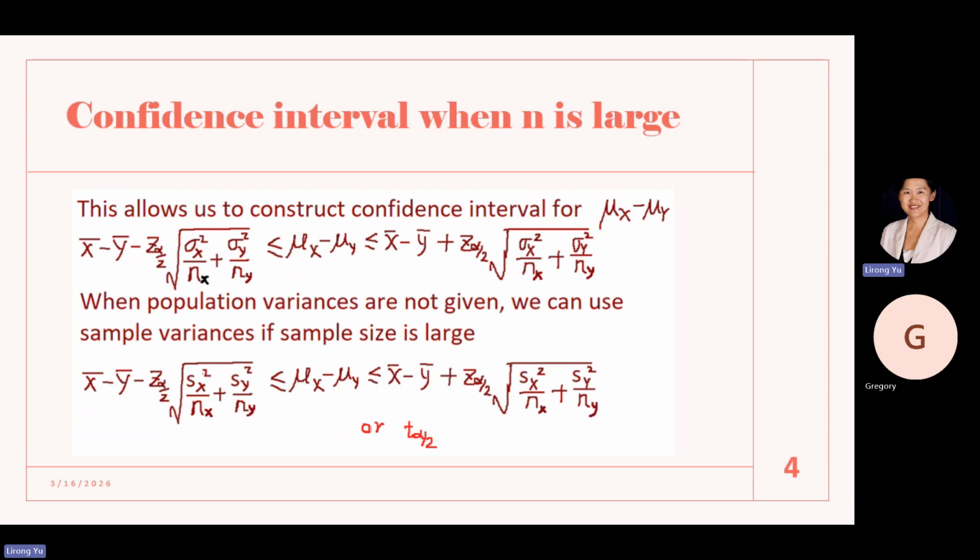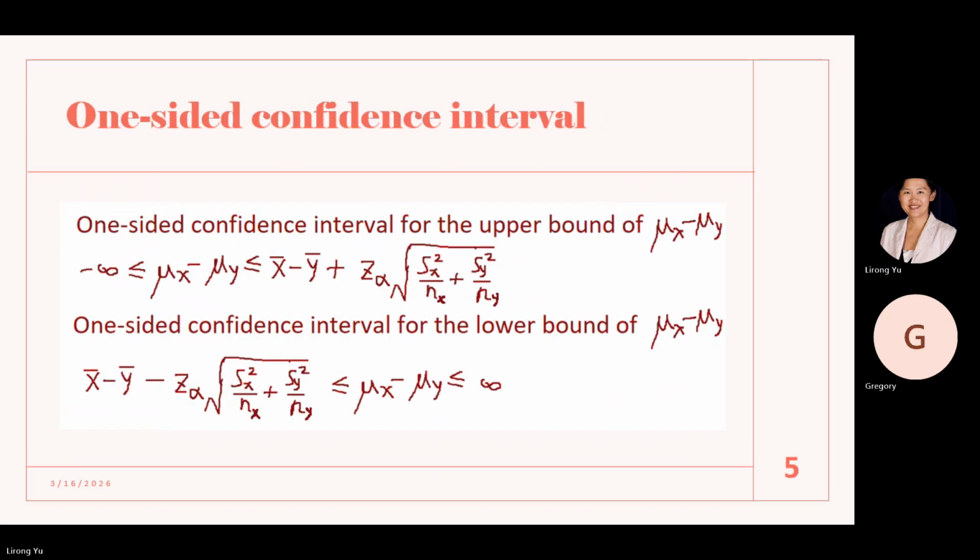So number one, if we know for sure the data is normal. Number two, if the sample size is large, we can also use it, because the central limit theorem allows it. All right. Now, we said we're going to try to find a one-sided interval.